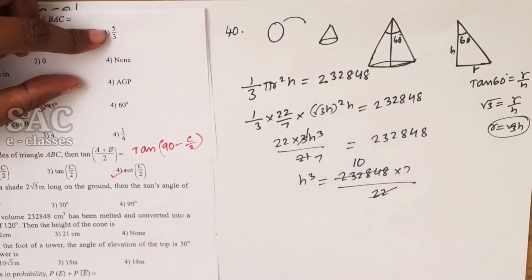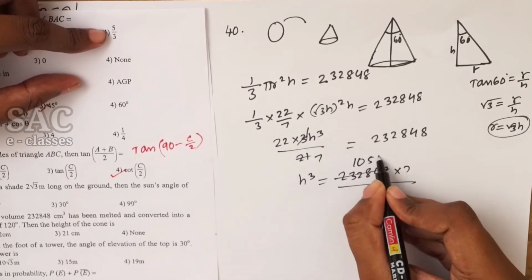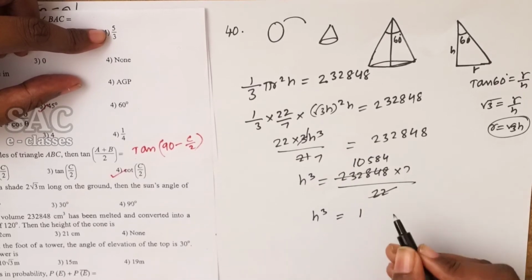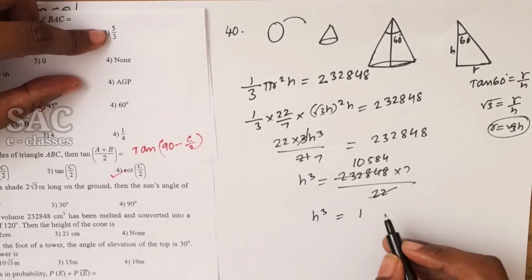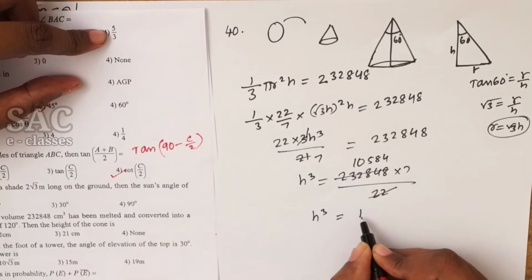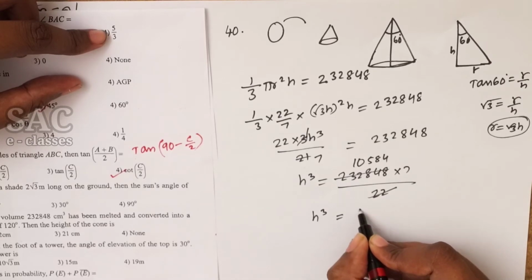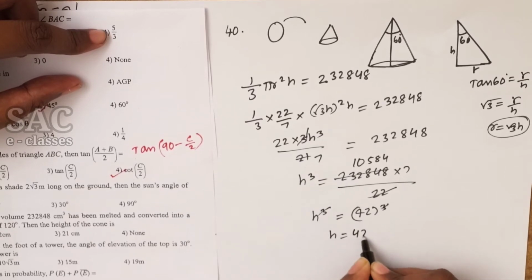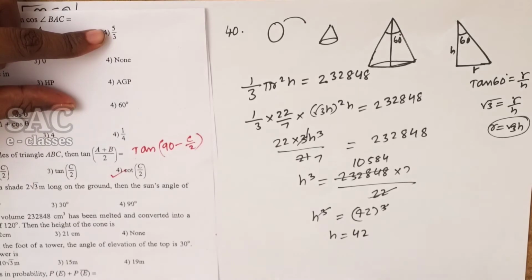It is 10,584 times it is possible. h cube is equal to, you can write it, multiply means you will get 42 whole cube. Then the height of the given cone is 42. Let's move to the next problem.